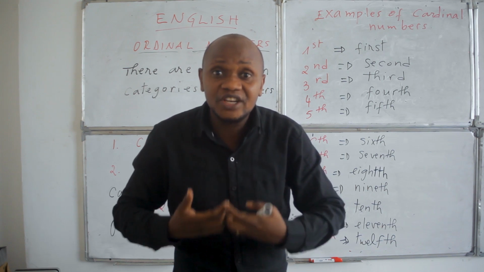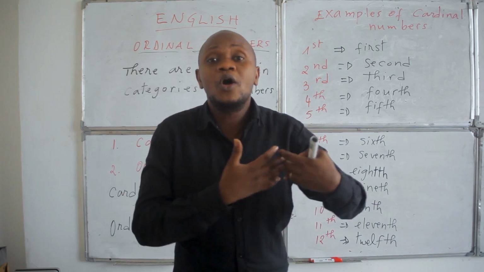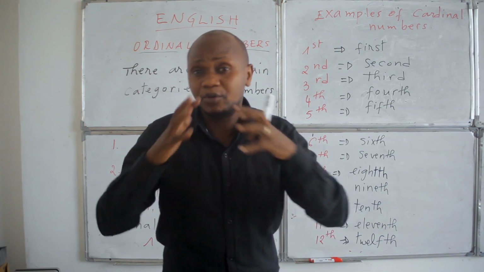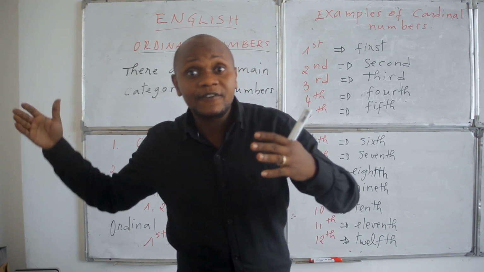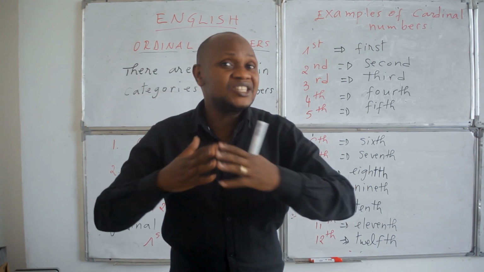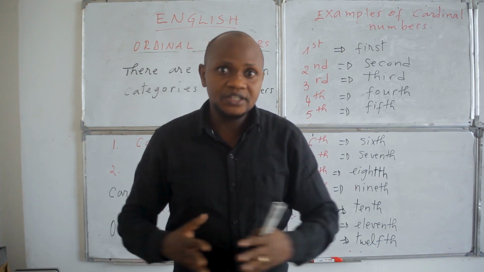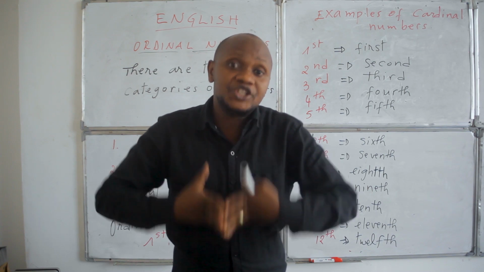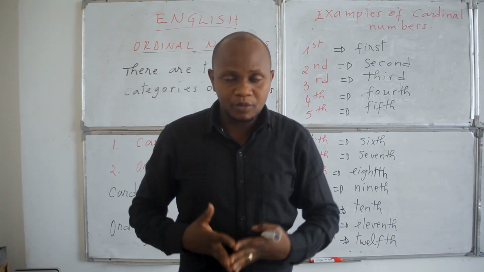Ese pronunciation yayo. How do we pronounce some ordinal numbers? Cardinal numbers ntabwo tuyitindaho cyane. Kuko turayizi 1, 2, 3, 4, 5, 6, 7 ukagera kuri 20, 21, 23, 24. Ibyo byo turabizi. 100 ibyo ngibyo twita cardinal numbers. Ariko ordinal numbers niryo somo nabateguriye uyu munsi.